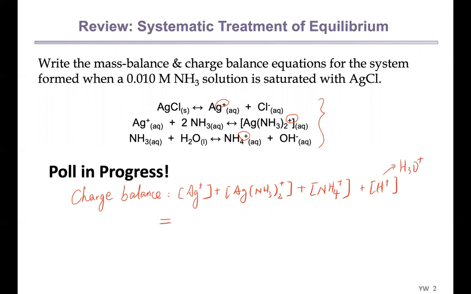What do we have on the other side? We have chloride ion and hydroxide. Right. Yes, that's right. So what you put in the chat box is correct. That's our charge balance. Right? What about mass balance?